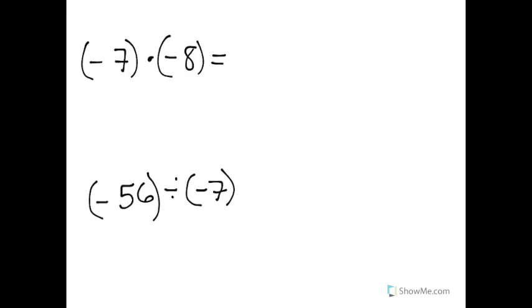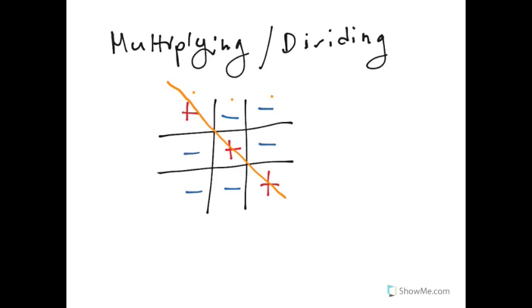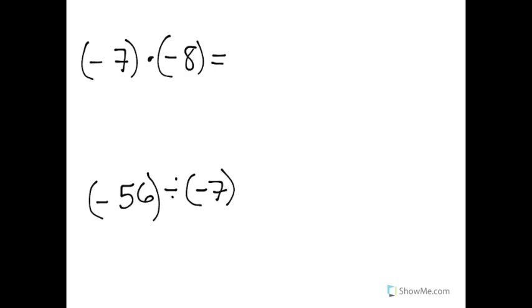So if we look at our first example here, negative 7 times negative 8, well, if we go back, a negative times a negative is a positive. So a negative times this negative means that the answer is going to be positive. And 7 times 8 is 56. And as we already found out, the sign is positive, so it's positive 56.